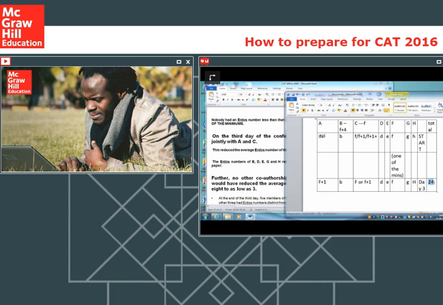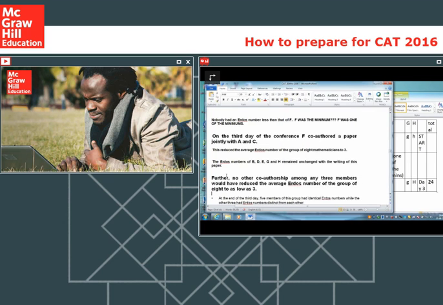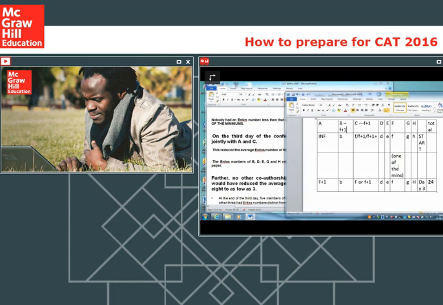In a scenario like this, if B was higher than C to start with, and even if C was F plus 1 and B was F plus 4, or even if C was F plus 1 and B was F plus 1 also, then in that case I can replace B with C and I'll still get this 24. But the problem is saying that no other co-authorship chain, no other co-authorship amongst any 3 members would have reduced the average ADOS number of the group of 8 to as low as 3.